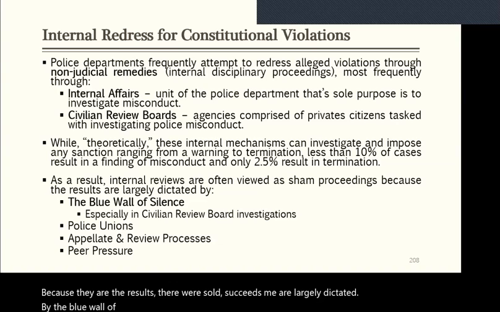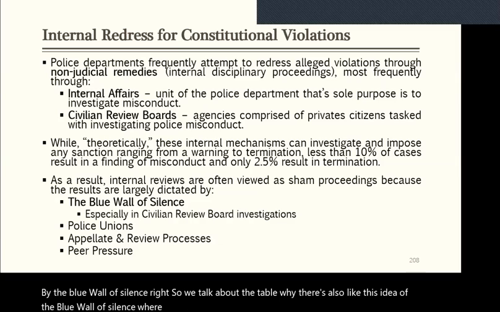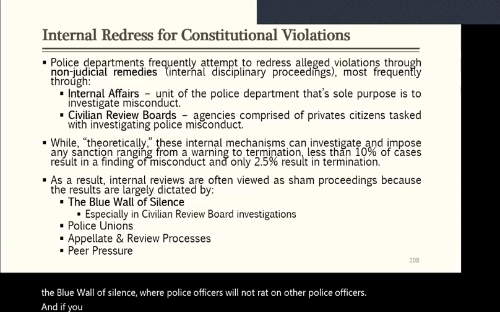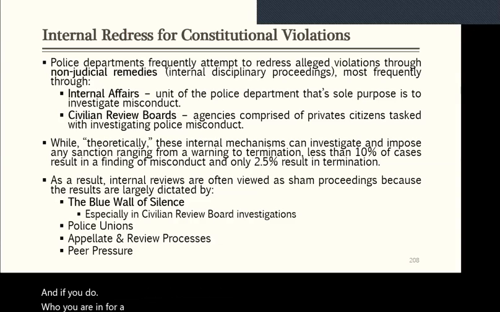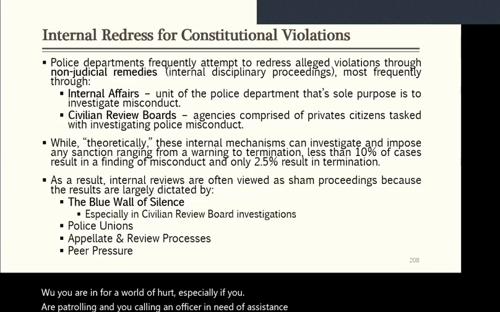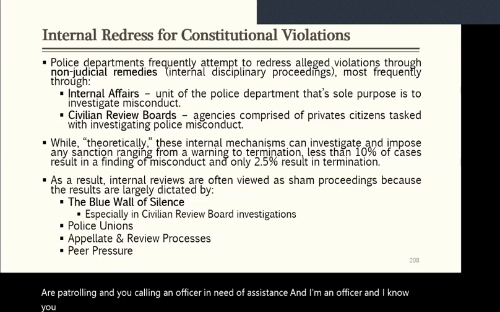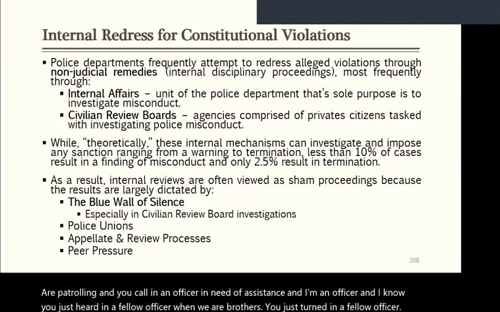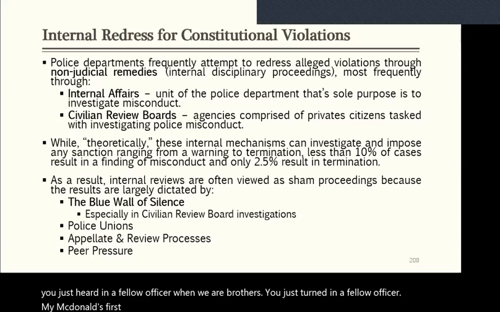So we talk about the thin blue line. There's also this idea of the blue wall of silence, where police officers will not rat on other police officers. And if you do, ooh, you are in for a world of hurt, especially if you are patrolling and you call in an officer in need of assistance, and I'm an officer and I know you just turned in a fellow officer. We are brothers. I'm going to go to McDonald's first, then I'll come by. Right, so it gets serious.